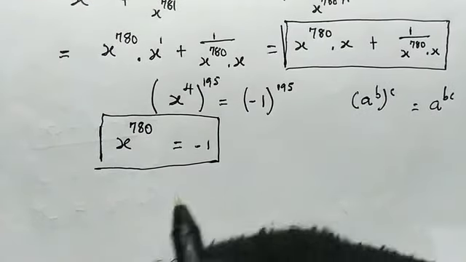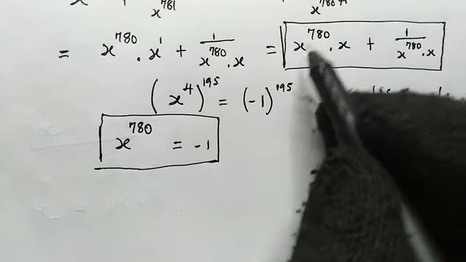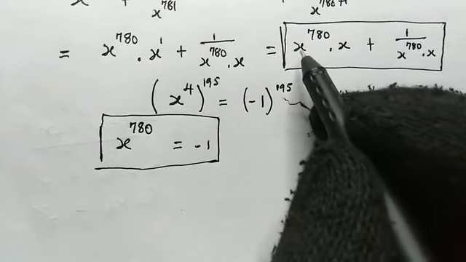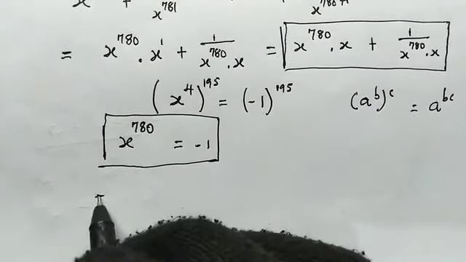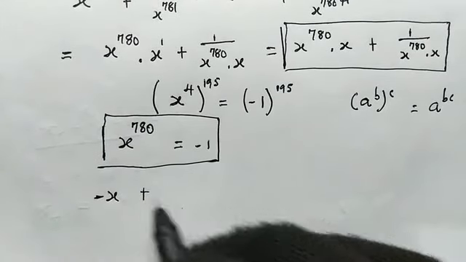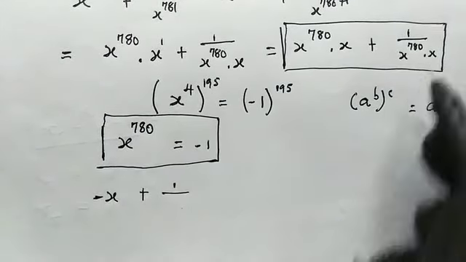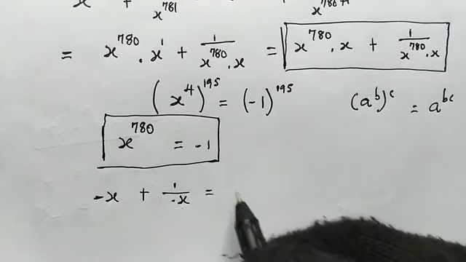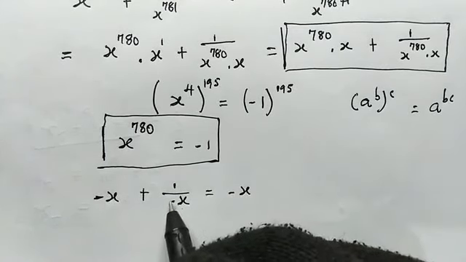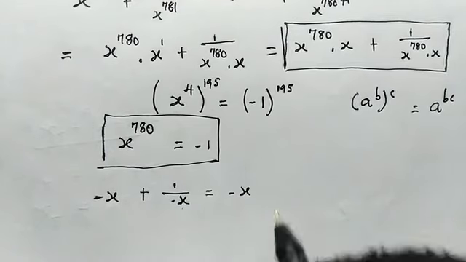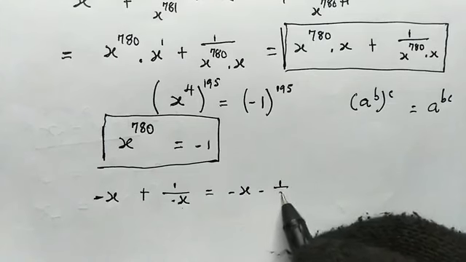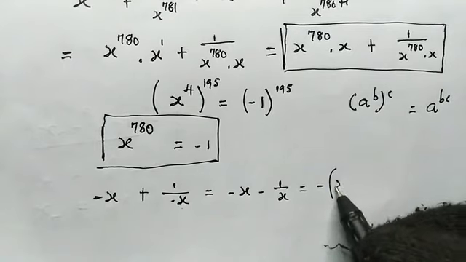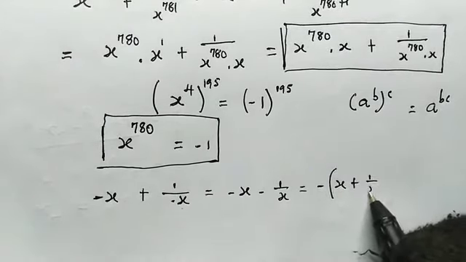Okay, since we have found that x to the power of 780 equals negative 1, we're going to substitute here. So here, instead of x to the power of 780, we'll replace with negative 1, right? So here, this will be negative 1 times x, which will give us negative x. Then plus 1 all over here, negative 1 times x will give us negative x. Remember, this minus will come up here, so plus times minus is minus, so we get negative 1 over x. Then factor out the negative sign, so we have negative into bracket x plus 1 over x.